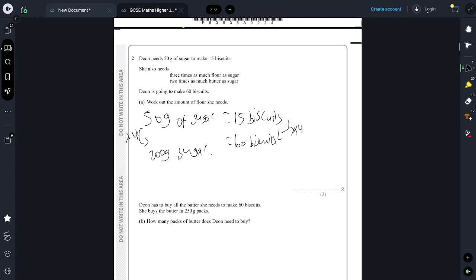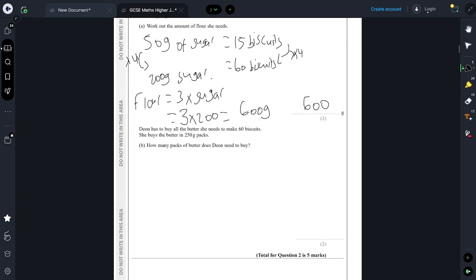Now, we are also told that she needs 3 times as much flour as sugar. So flour is going to be 3 times sugar, if you write that mathematically. So she needs to put triple, or times by 3, the amount of sugar she has. Well, actually, we know how much sugar she needs because we just worked it out. So that's 200. To work out how much flour, times it by 3, and therefore you get 600. That's what she'll need. Okay, so that's part A.